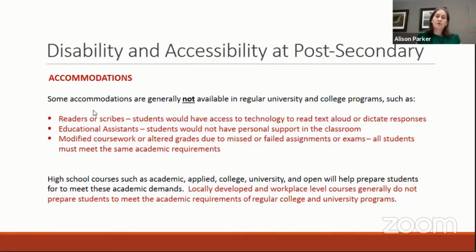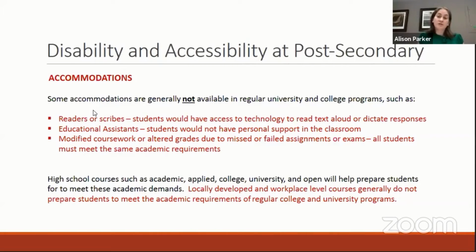It's also important to note that there are some accommodations that secondary schools sometimes use that are not available in regular university and college programs. An example of this would be a reader or a scribe. Instead of that, students would have access to technology that would read the text aloud to them, or they would be able to dictate their responses.